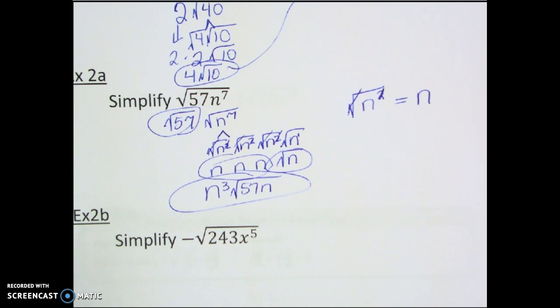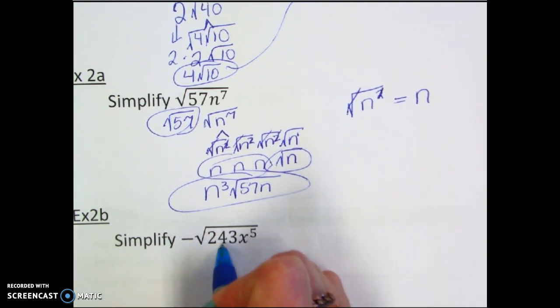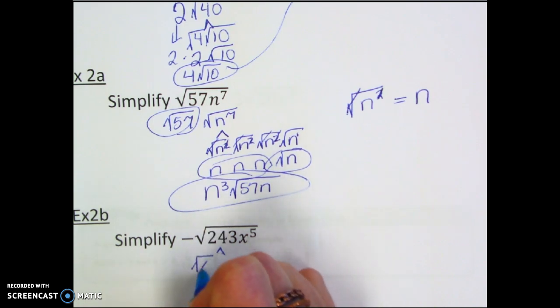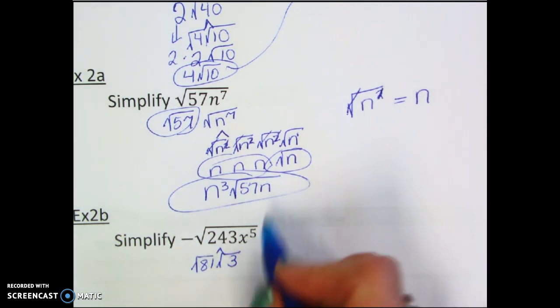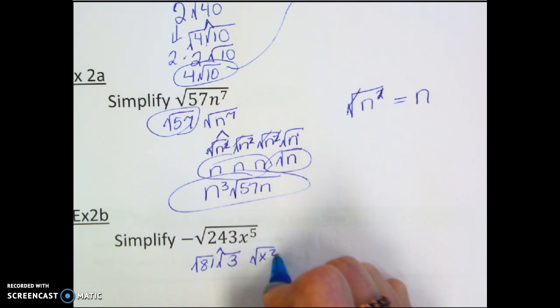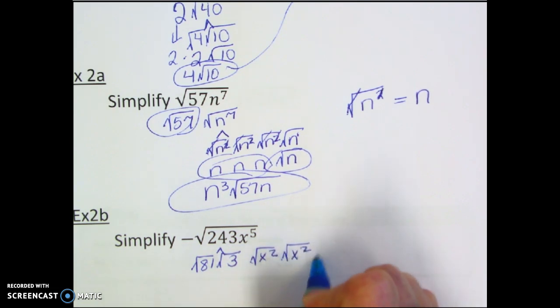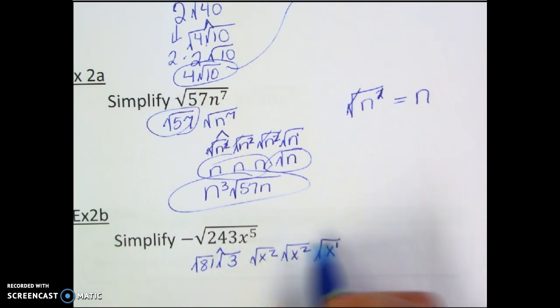All right, the last one. We have a negative sign here, I believe, so we want to make sure we remember that we have a negative in our answer. 243. 81 times 3 is 243. And we also have a square root of x, a square root of x, and then one more to make 5. So 2, 3, 4, 5 to get the square root, or the 5th root.